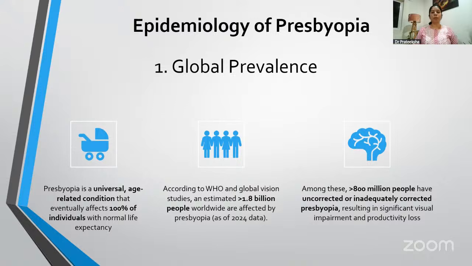Now, next comes the epidemiology of presbyopia. Coming to global prevalence, presbyopia is a universal age-related condition that eventually affects 100% of individuals with normal life expectancy. According to the WHO Global Vision studies, an estimated more than 1.8 billion people worldwide are affected by presbyopia. This is 2024 data. And among these, more than 800 million people have uncorrected or inadequately corrected presbyopia, resulting in significant visual impairment and productivity loss.